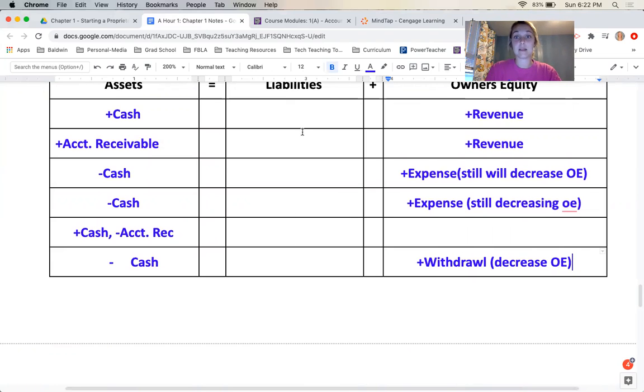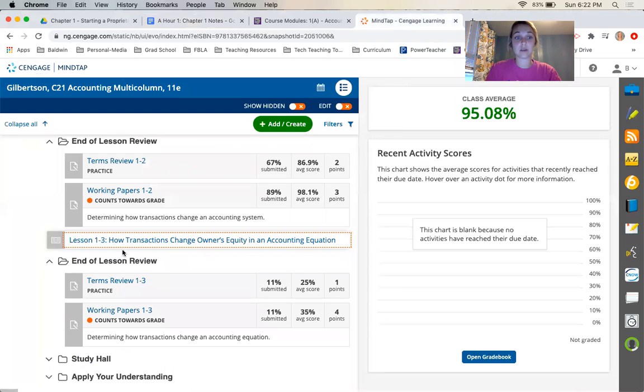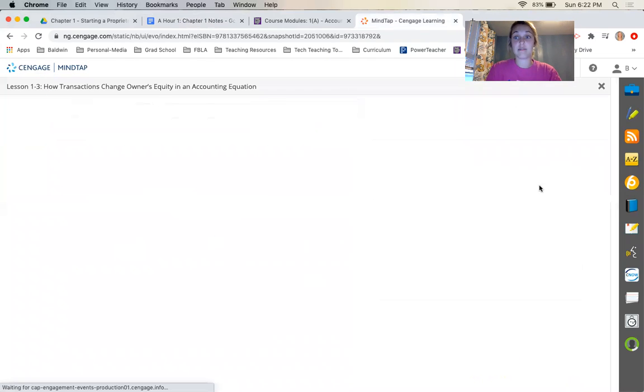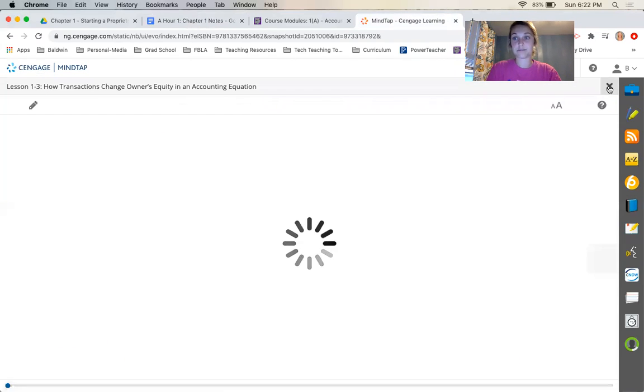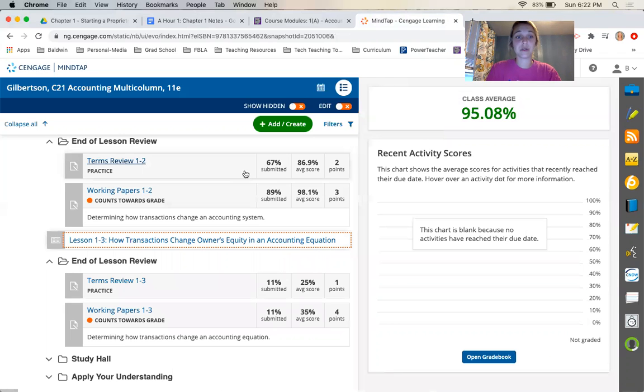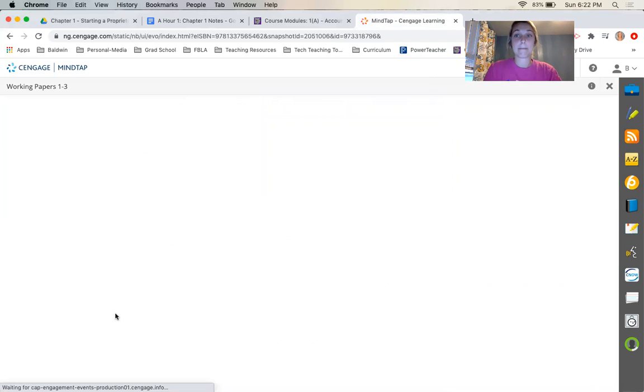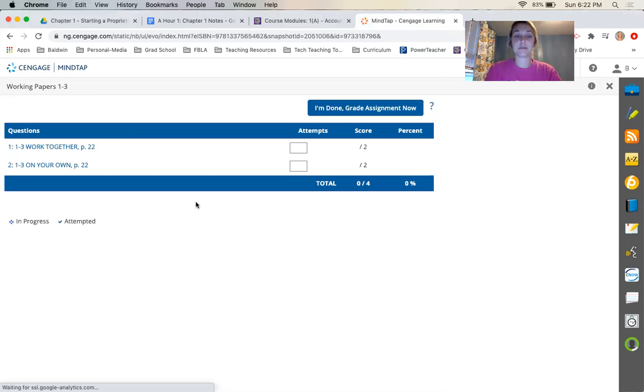Okay? Again, read through section 1.3 in MindTap if that at all did not make sense. Now we are going to do the work together. You guys have 1-3 terms in MindTap, but we're going to do the work together.